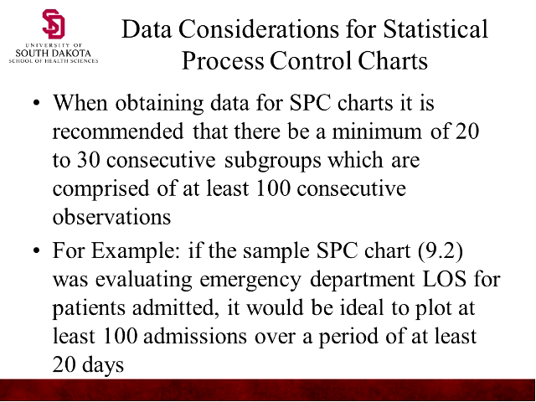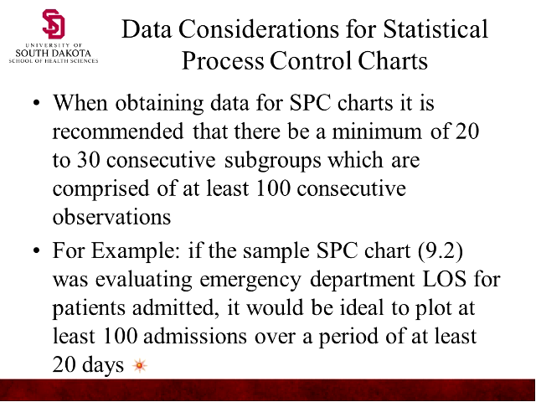Now, data considerations for using statistical process control charts. When obtaining data for an SPC chart, it is recommended that there be a minimum of 20 to 30 consecutive subgroups or data points which are comprised of at least 100 consecutive observations. So you want to have a decent sample size is what it's saying. For instance, if sample SPC chart 9.2 was evaluating emergency department length of stay for patients admitted, it would be ideal to plot at least 100 admissions over a period of at least 20 days. That's what it's trying to say.